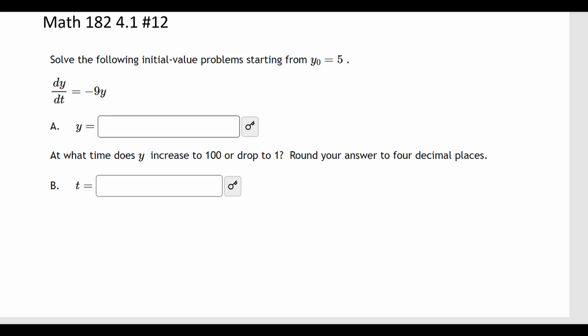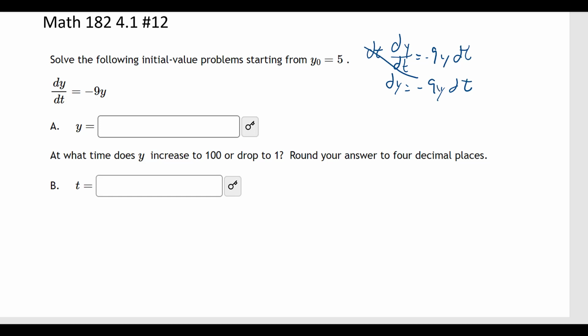For this problem, it says to solve the initial value problem starting from y of 0 equals 5. And so we have dy dt equals negative 9y. I multiply both sides by dt, and then you realize dy equals negative 9y dt.